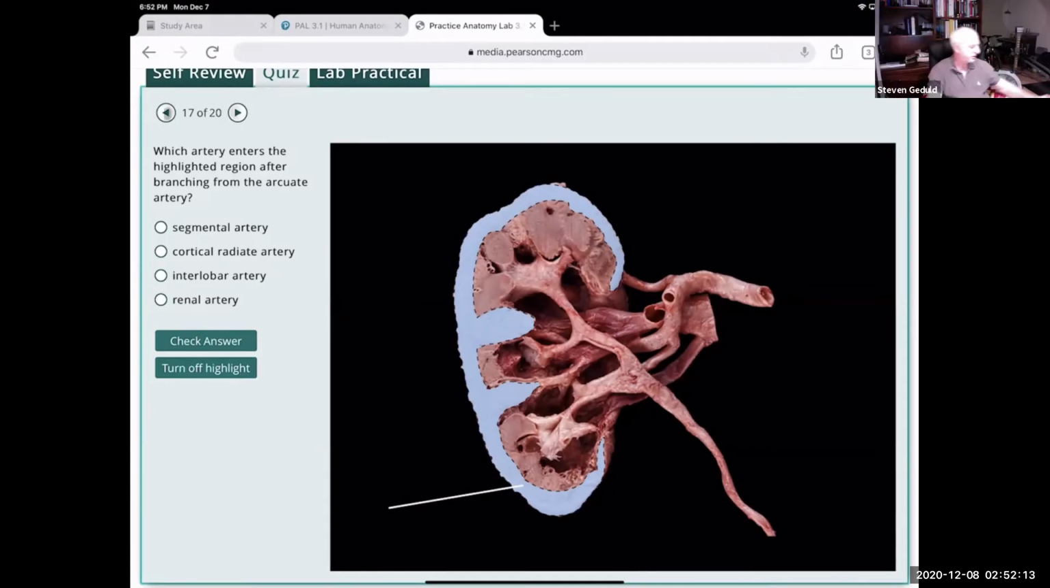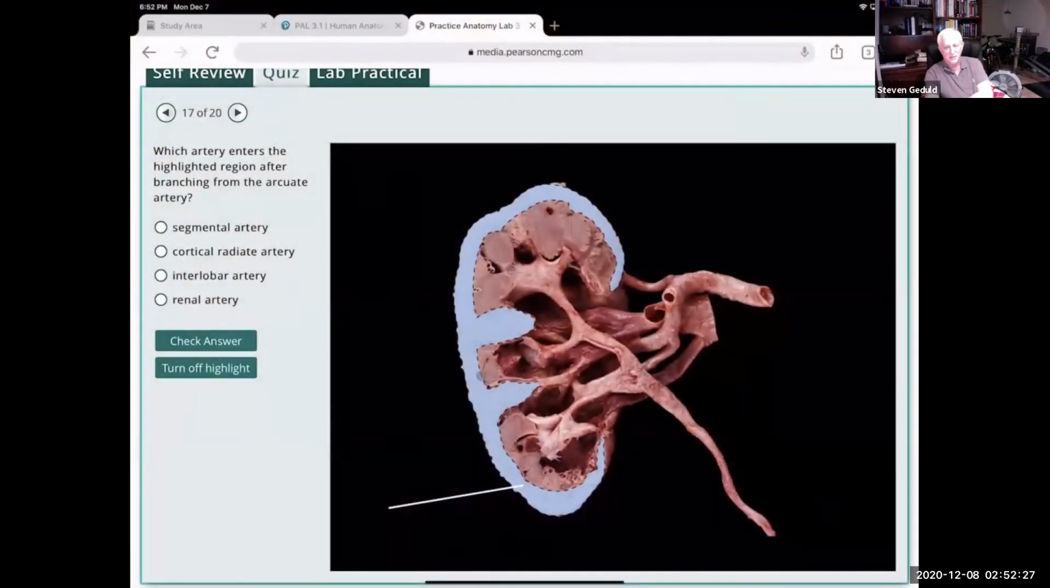Cortical radial arteries. Oops, my phone's turned off. I need to turn off my phone. Potential spam. Yeah, I get those all the time. I get that all the time too. Decline it. Okay, we're back to normal.